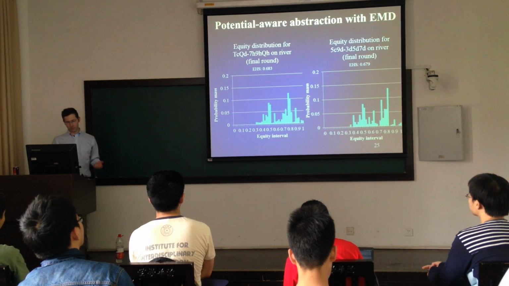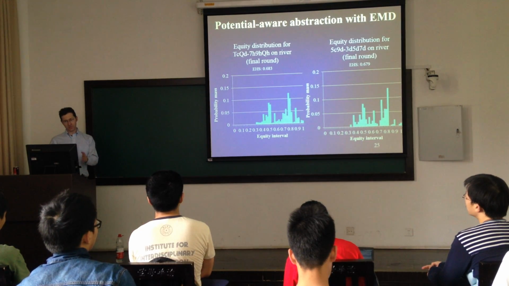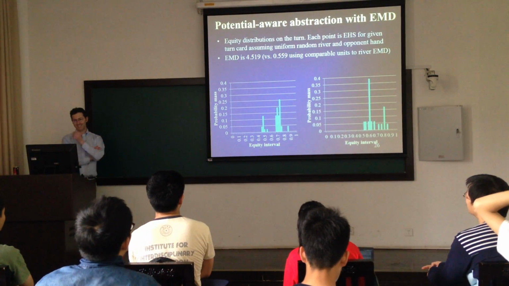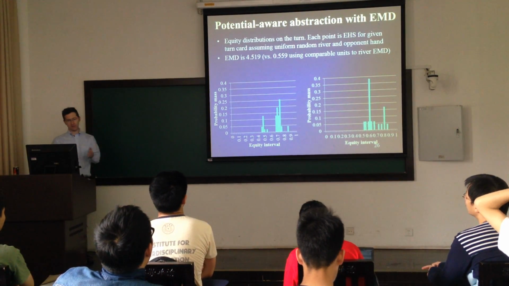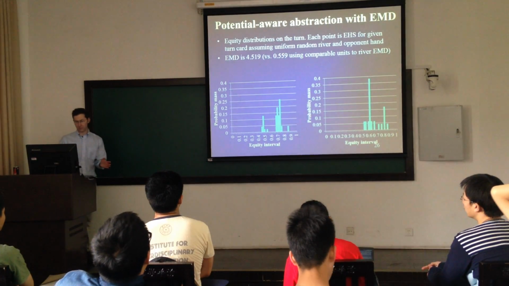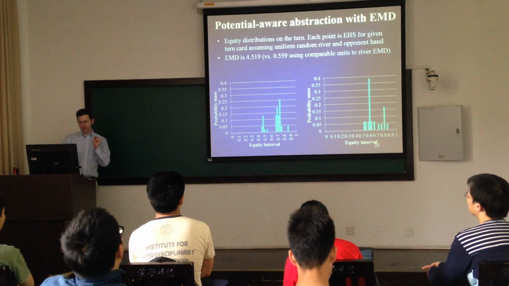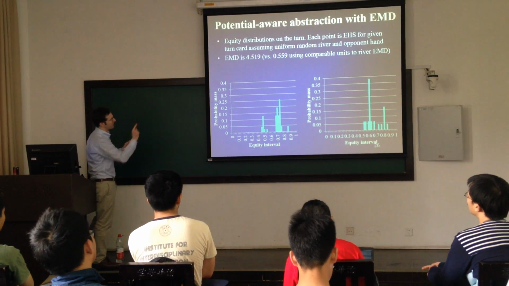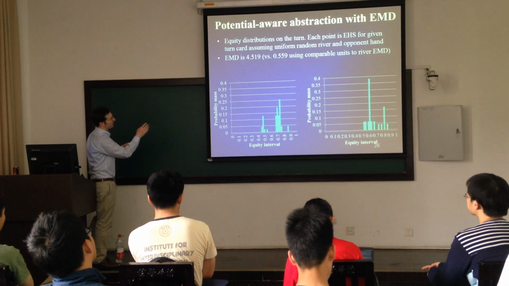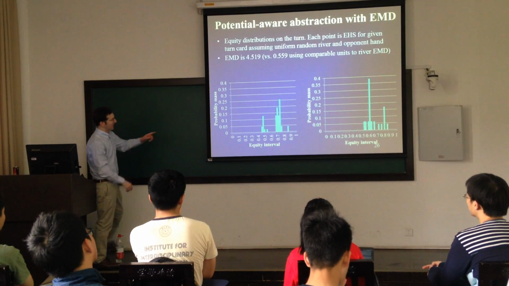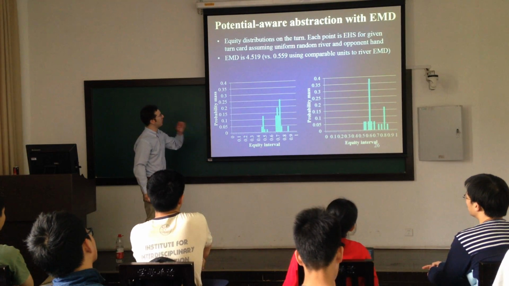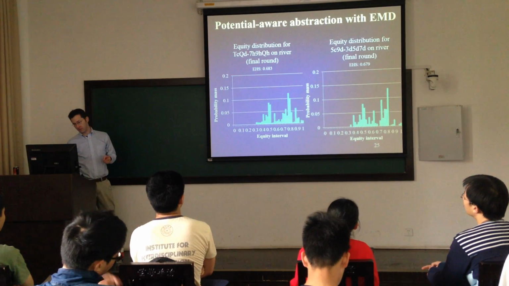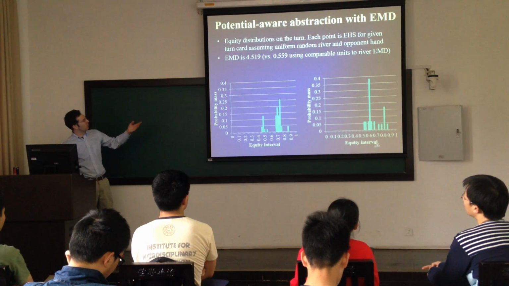However, this is assuming they get to the river. It turns out if you look at the distributions in the next round, on the turn, where each point is now the expected strength assuming a uniform random river, they are very, very different. If you look at the Earth mover's distance that I mentioned between these, using comparable units to the river, it's 4.519 here, whereas for the river ones that I just had, using comparable normalization, it was 0.559.